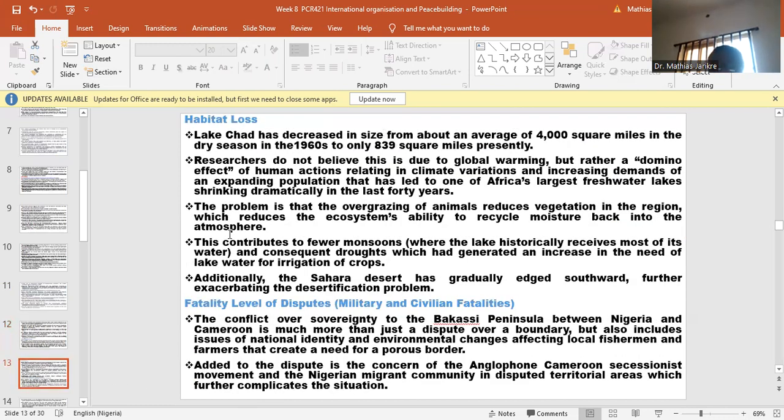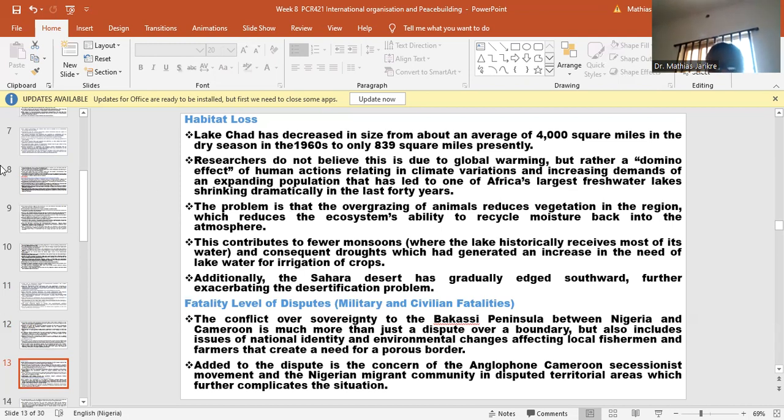Habitat loss. Now, when we talk about habitat loss, Lake Chad has decreased in size from an average of about 4,000 square miles in the dry season in the 1960s to only 839 square miles presently. Researchers do not believe this is due to global warming, but rather a domino effect of human actions relating to climate variations and the increasing demands of an expanding population, which has led to one of Africa's largest freshwater lakes shrinking dramatically in the last 40 years.